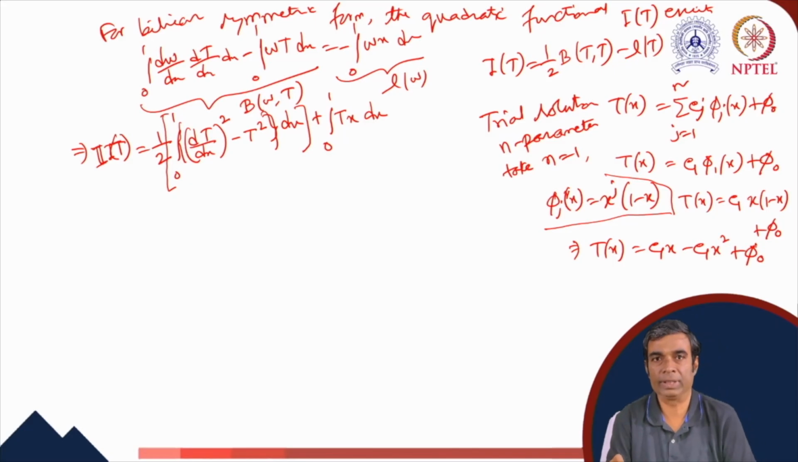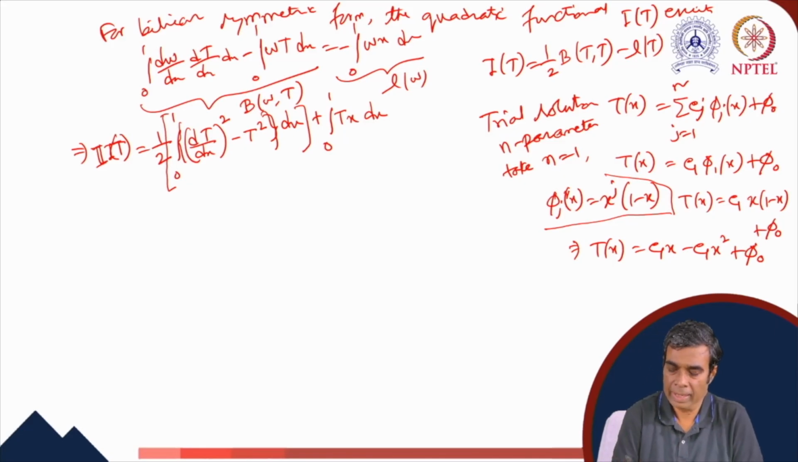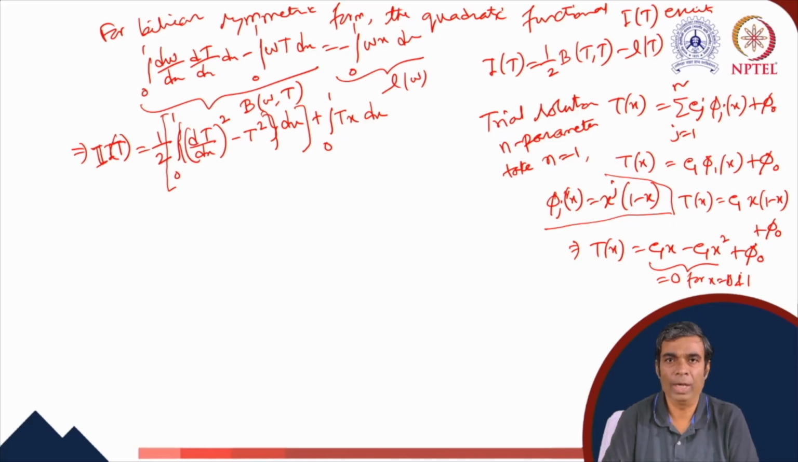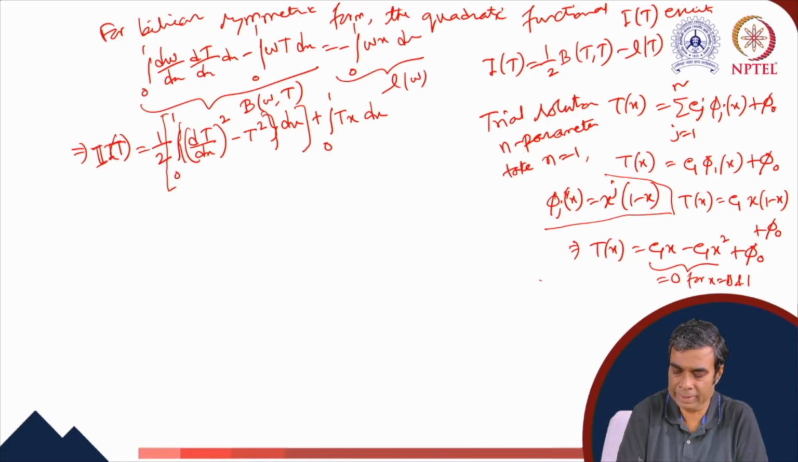Now we have to check the boundary conditions. At x equals 0, T(x) equals phi 0, because this term will be 0. And if we take x equals 1, then also this term will be 0. So in both cases, T(x) equals phi 0. Now we have the homogeneous boundary condition at both the boundaries. So phi 0 has to be 0 to satisfy the essential boundary conditions.